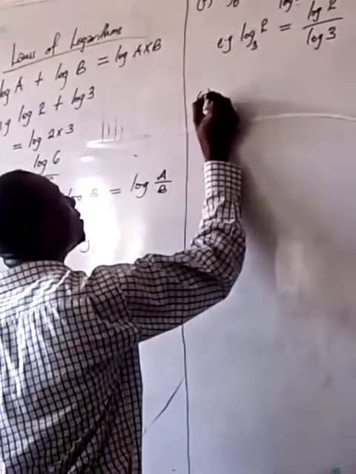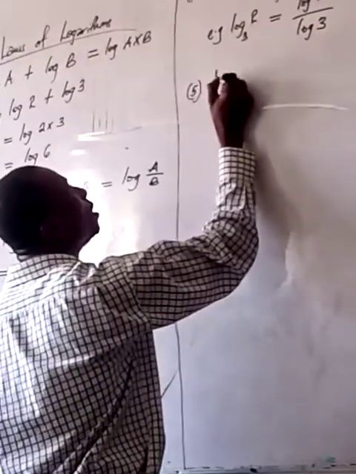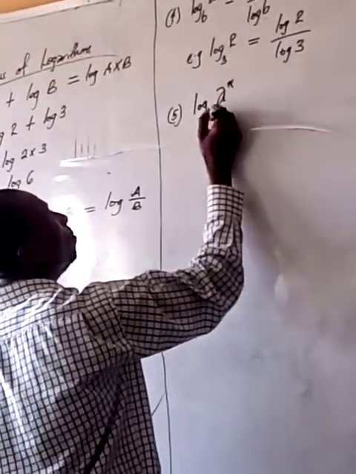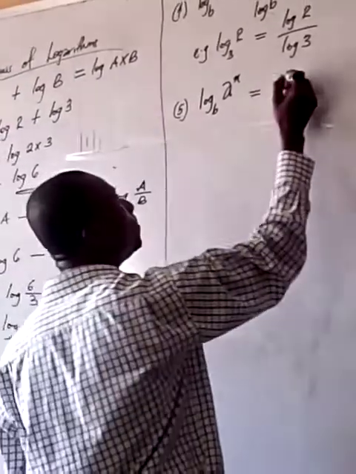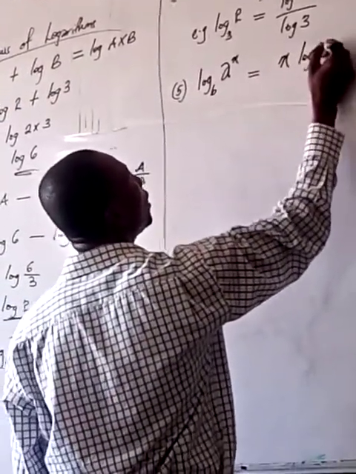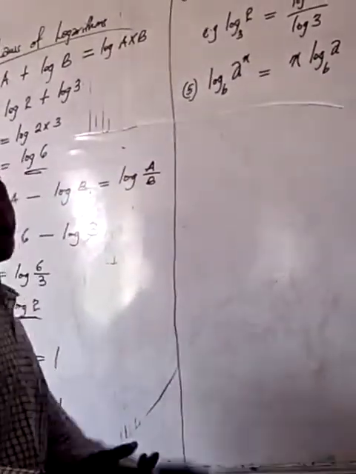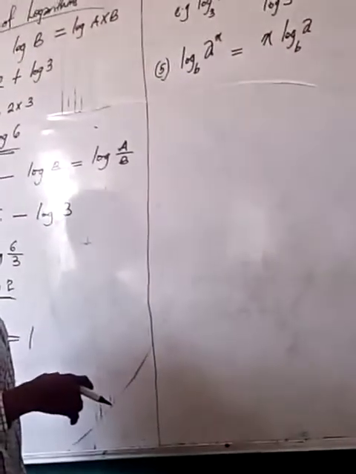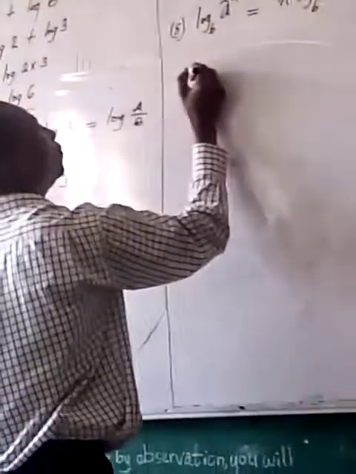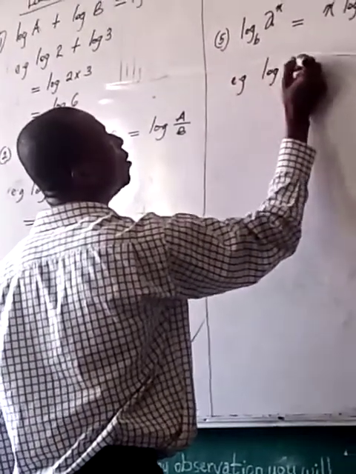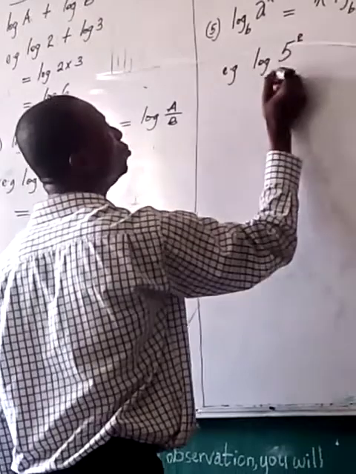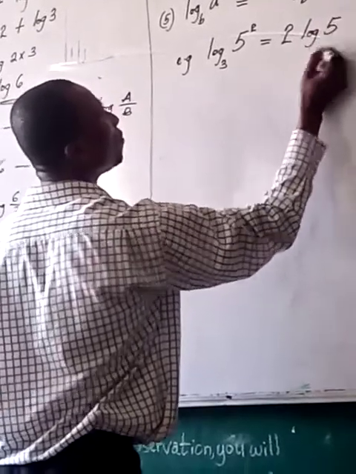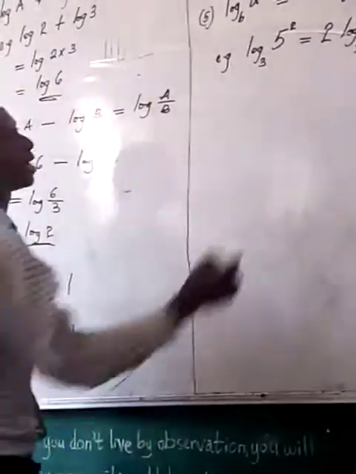Number 5, if I have log A raised to the power of x base B, it can become x log A base B. I've thrown the power of the log to the front. That is a rule. For example, if I have log 5 raised to the power of 2 base 3, it can become 2 log 5 base 3 as the final result.